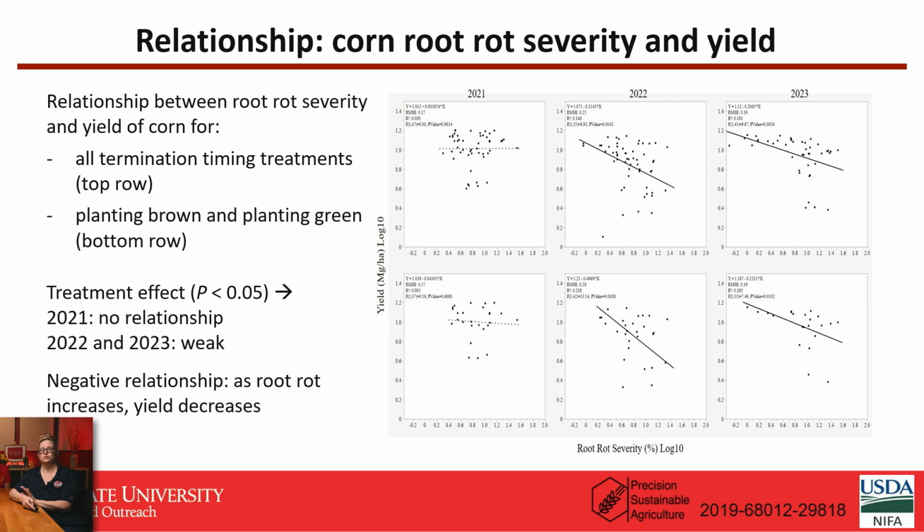And what we found for these is that in 2022 and 2023, there was a negative relationship, meaning that as one factor increases, the other factor decreases. So what we're talking about here is as root rot increased, yield decreases. However, in 2021, we did not see a relationship between those factors. As you can see, the line doesn't deviate. So in 2022 and 2023, we saw a weak relationship between those two factors.